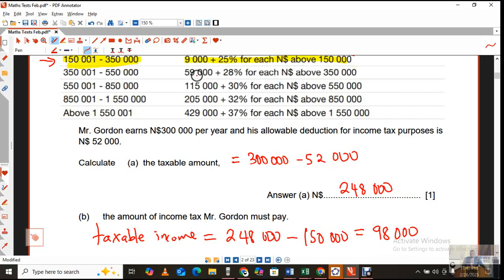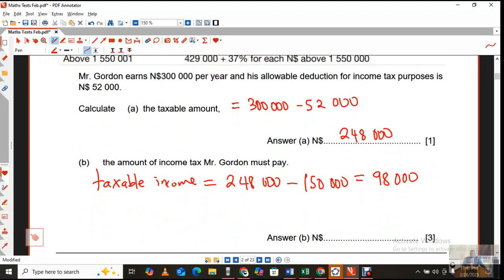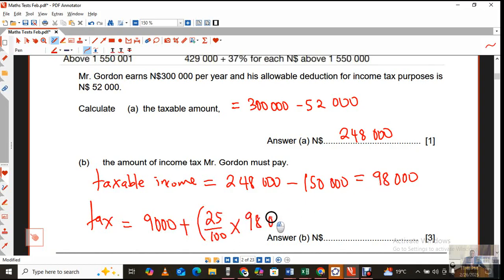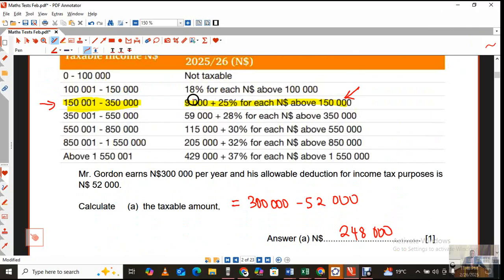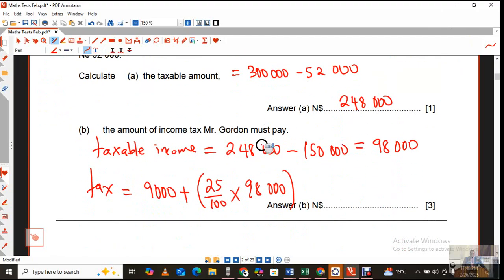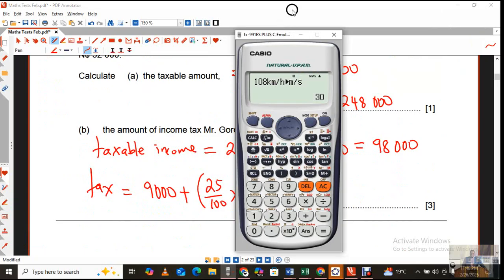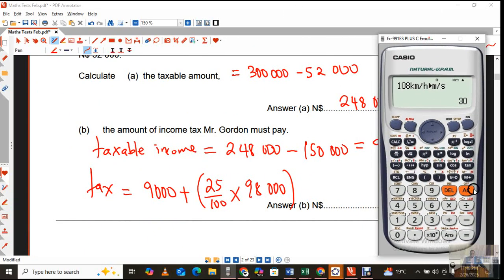So you're going to say the tax that he has to pay must be 9,000 plus 25% of that 98,000. So the tax for the year that he has to pay will be 9,000, of course you get this from the tax table, plus 25% of that 98,000. You do not find 25% of the whole 248K. Okay, so that is what that formula is. Everybody has to pay that if you fall in that bracket. So you can just go ahead and use your calculator, and that should give you your answer, right? Without having to write down things step by step.